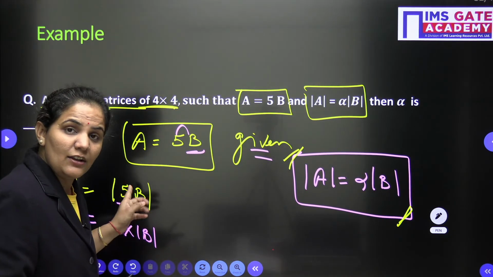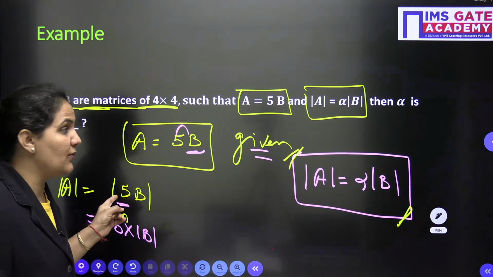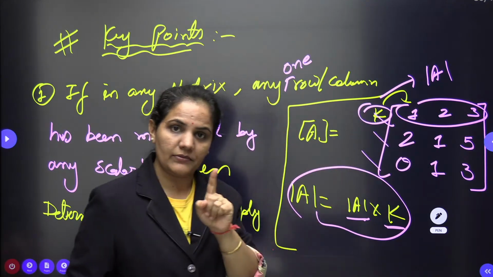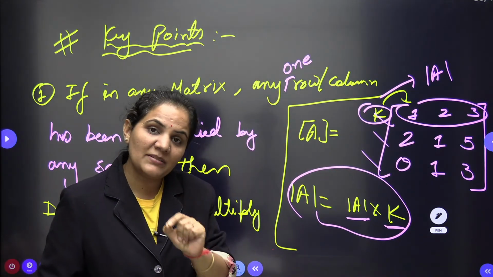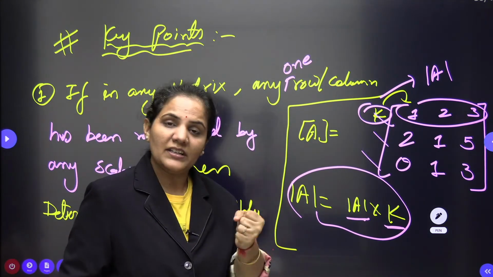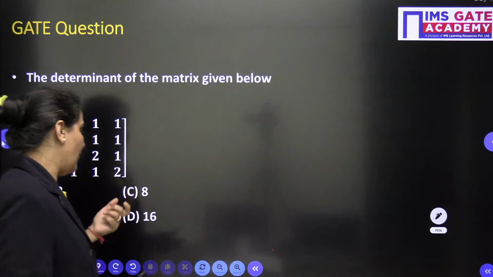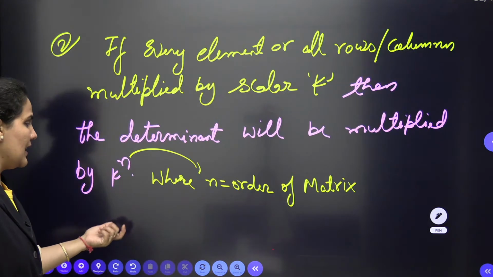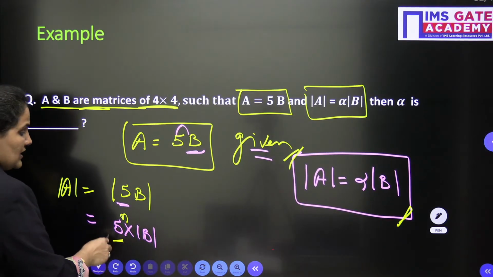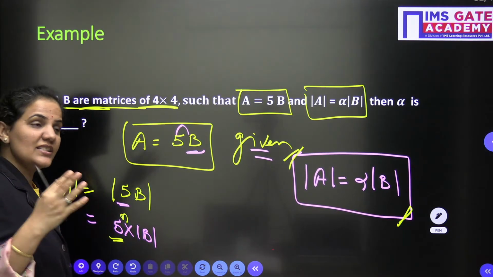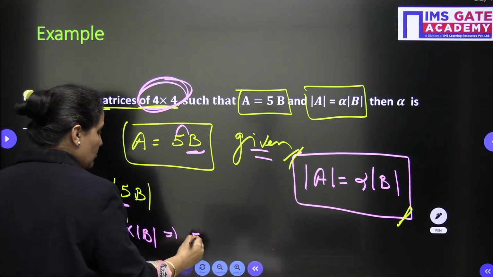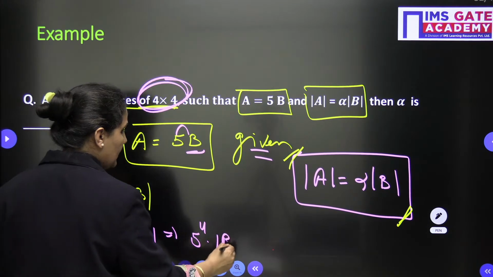Matrix B is multiplying with 5. It means every row of this matrix is multiplying with 5, every element of that matrix is multiplying with 5. So if you want to take 5 common throughout the determinant, it will be k to the power n. So here this will come as 5 to the power n. Now what is n? n is the order of the matrix, which is already mentioned. So this will be 5 to the power 4 into determinant of B.